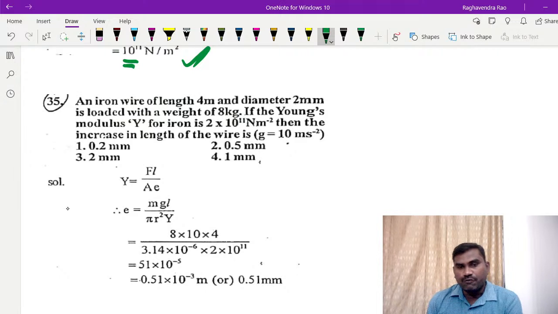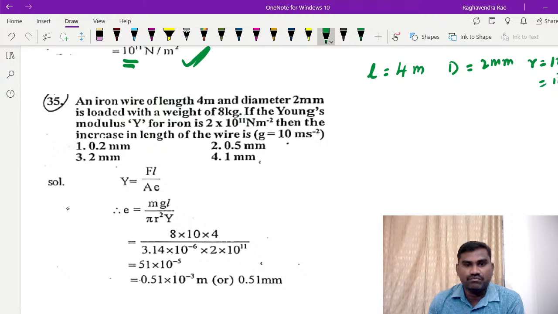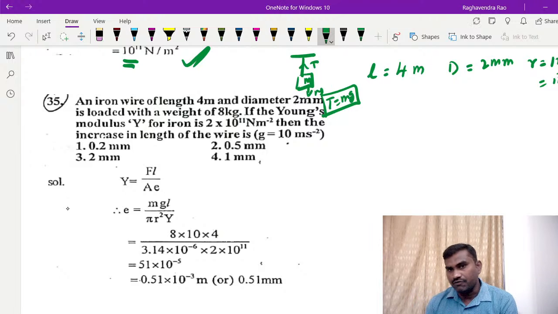Next, an iron wire of length 4 meter and diameter 2 mm is loaded with a weight of 8 kg. So the length of the wire is 4 meter. Diameter D is equal to 2 mm, which means radius is equal to diameter by 2. This is 1 mm, that means 10 power of minus 3 meter. That is the radius. It is loaded with a weight of 8 kg. Weight is nothing but tension, so mg is equal to the tension applied. Tension is nothing but force, or weight is nothing but force.